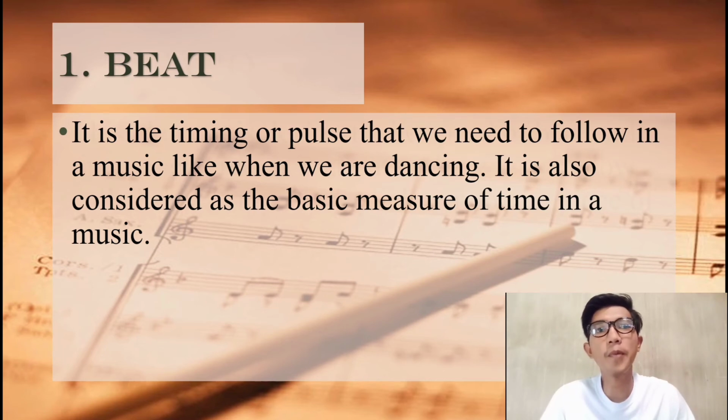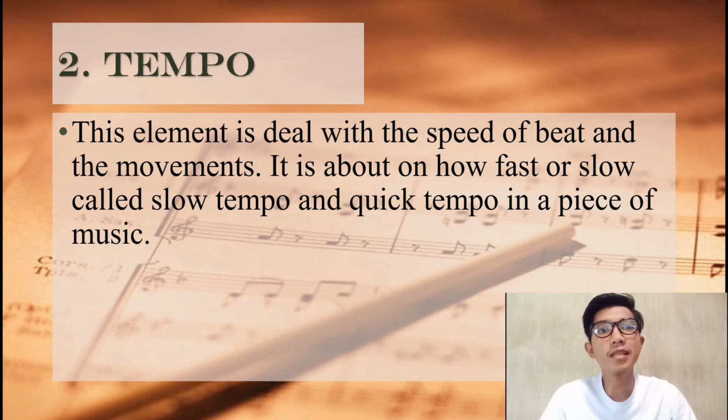The next is tempo. This element deals with the speed of the beat and the movements. It is about how fast or slow, called slow tempo and quick tempo, in a piece of music. Sometimes we hear the BPM or beats per minute, which indicates the number of beats in one minute. In that way, we can know the tempo, whether it is slow tempo or quick tempo.